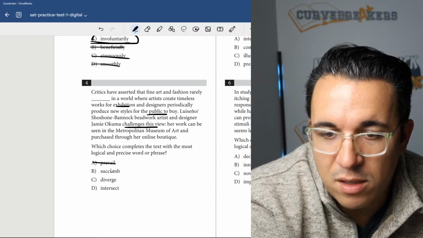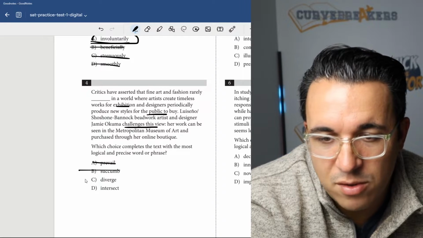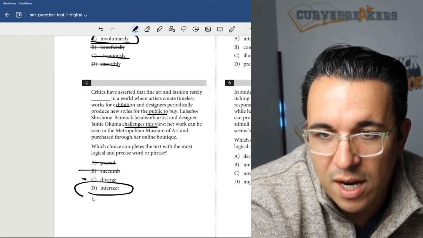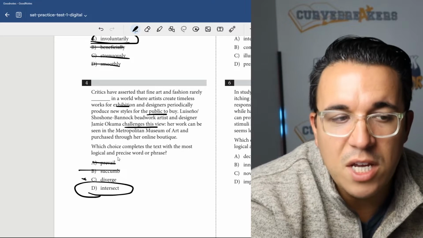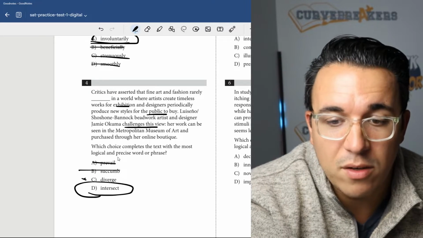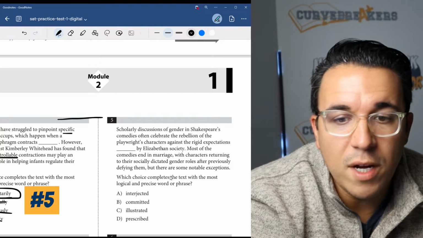So we have prevail, succumb, diverge. That's an opposite answer choice. That's going to be wrong. And then intersect. So they rarely intersect. She's an example of when that's not correct, right? So it's going to be D. All right, moving on to number 5.